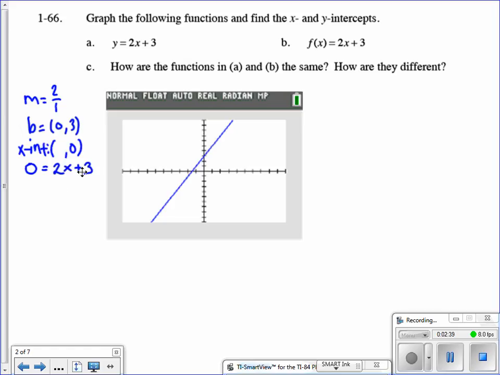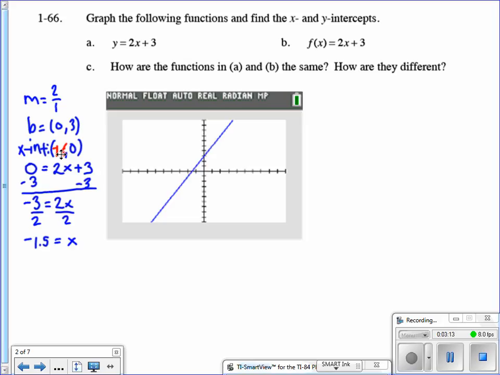So let's solve this. Let's subtract 3 from each side. And we've got -3 is going to equal 2 times whatever x is. And we divide each side by 2. And we get -1.5 is going to be the value of x when our y is 0. So our x-intercept there is going to be at -1.5.